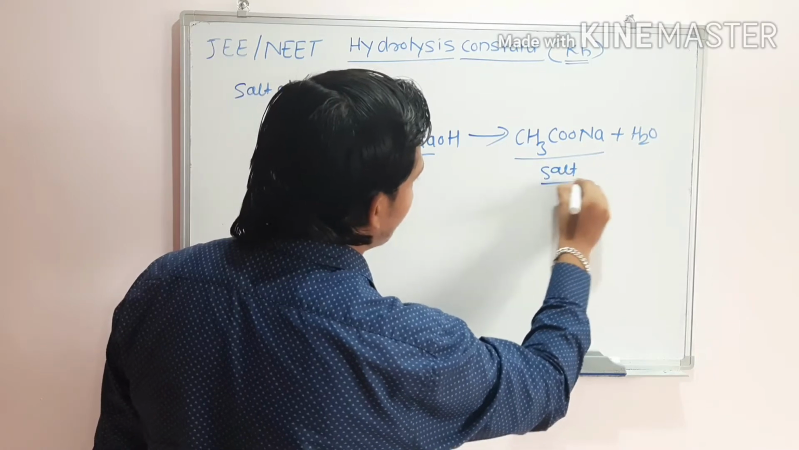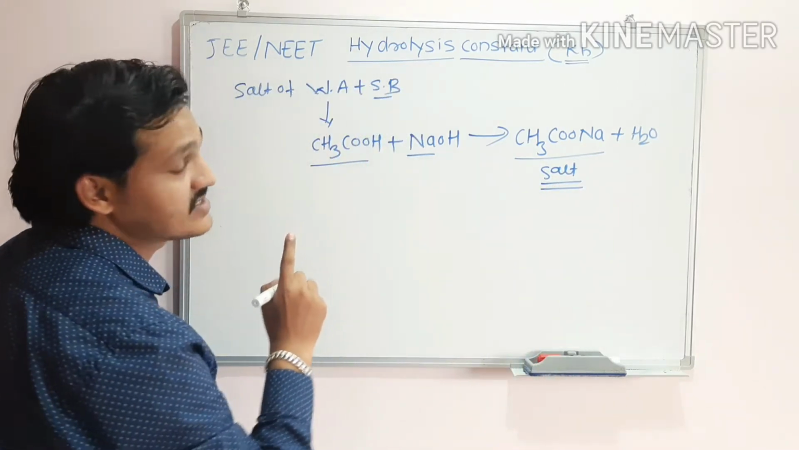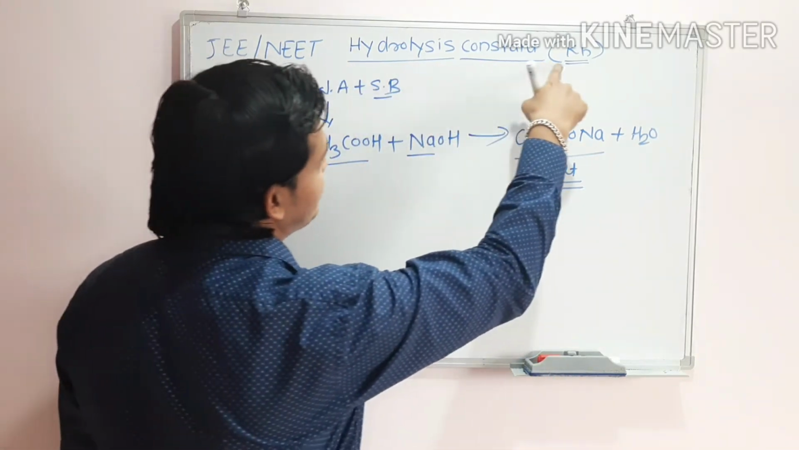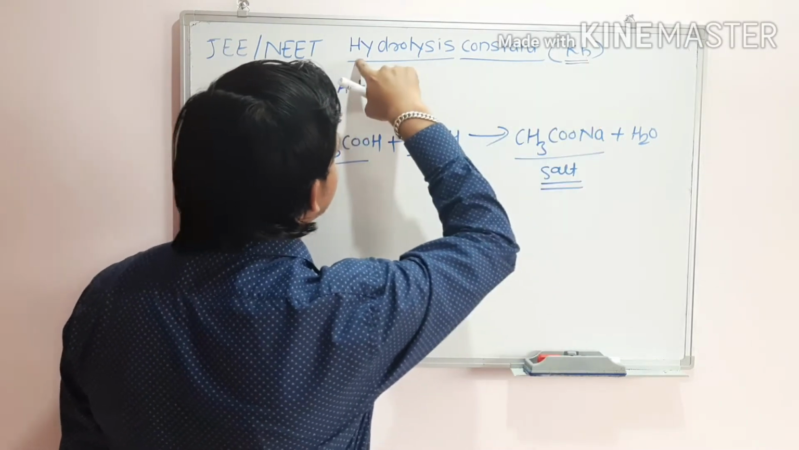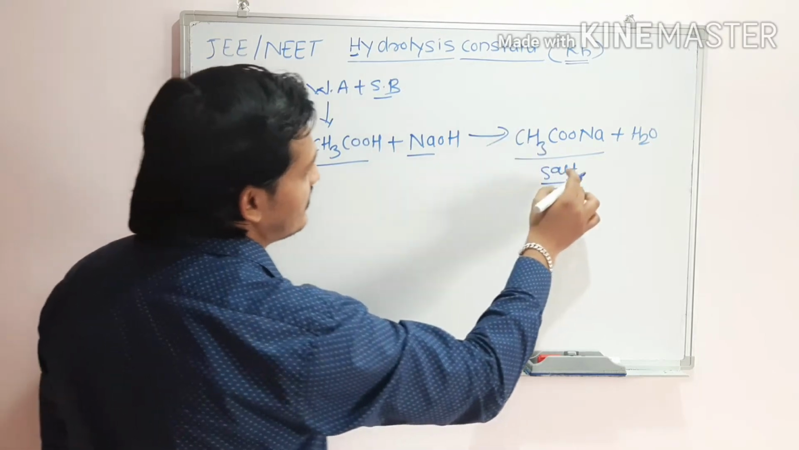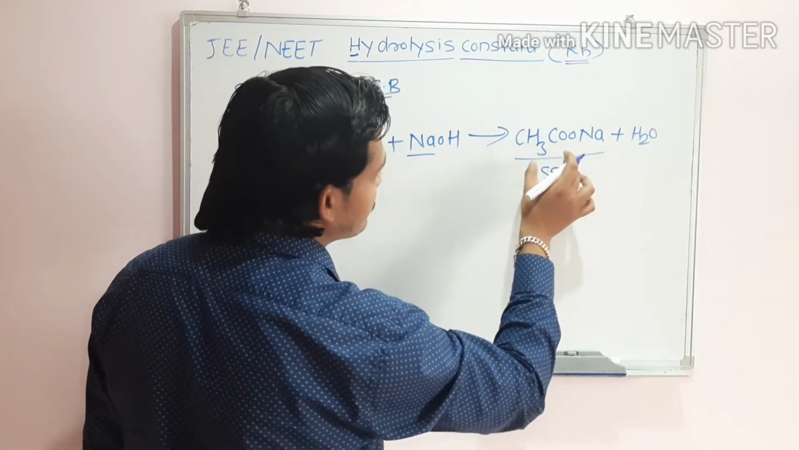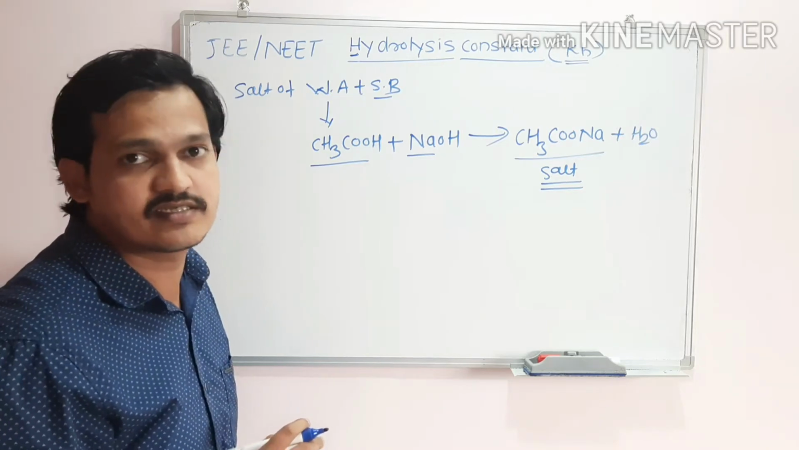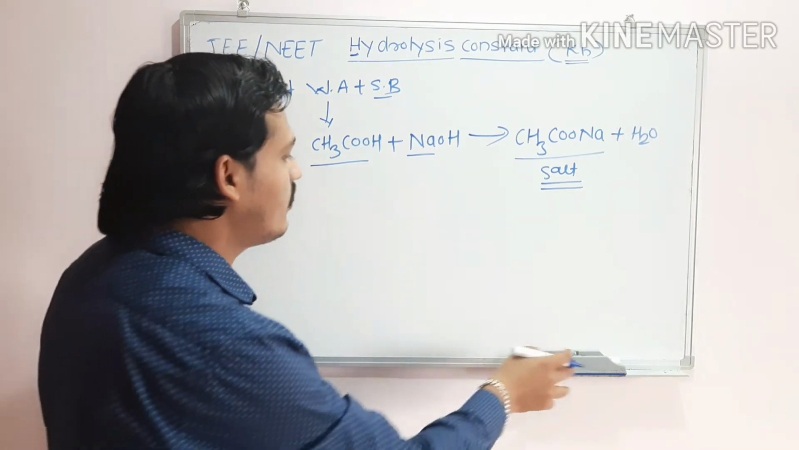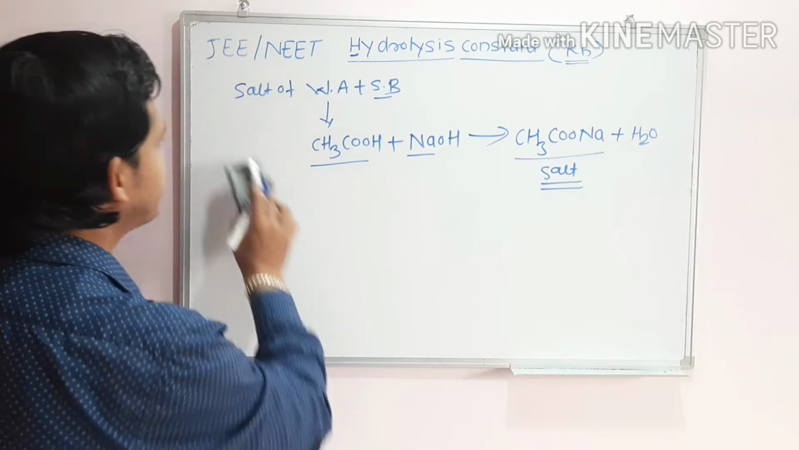We have to find hydrolysis constant, that is KH, symbolically represented as K. K means constant, H means hydrolysis. So we have to find KH for this salt. Now we have to perform the hydrolysis of this salt.